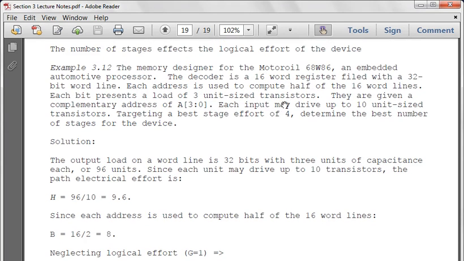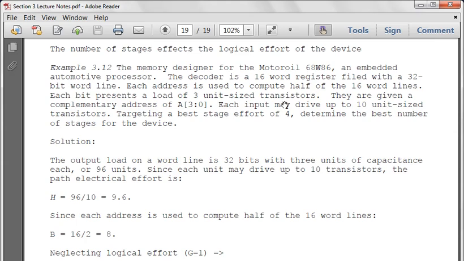That's why I wanted to include this problem, because I can throw all the logical effort and all that stuff, but I think this is a good problem for you to understand how these definitions that we're applying in this section apply to an industry type issue. So I see I have a 32-bit word line, 16 word register file. I also know that each input may drive up to 10 unit size transistors, but each bit presents a load of 3 unit size. So based on the best stage effort of 4, we can then determine the number of stages of this driver circuit.